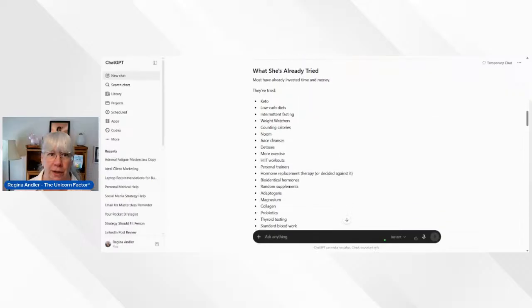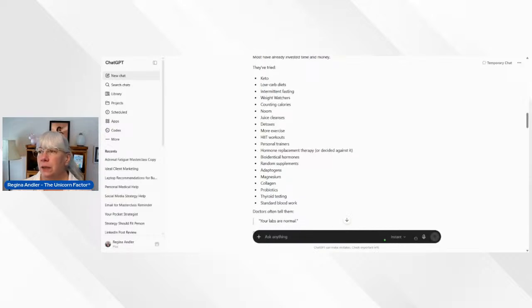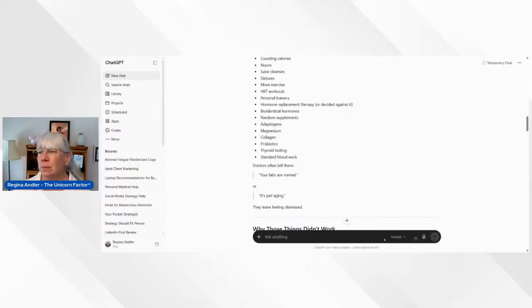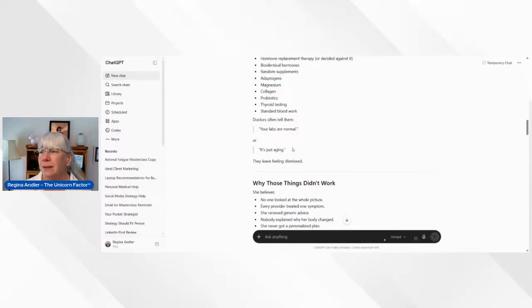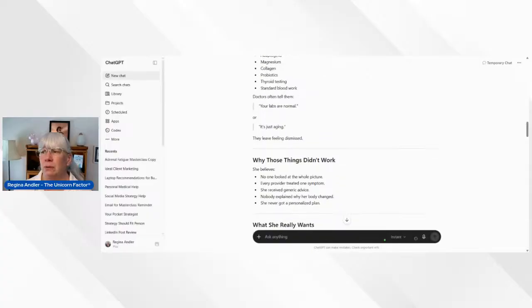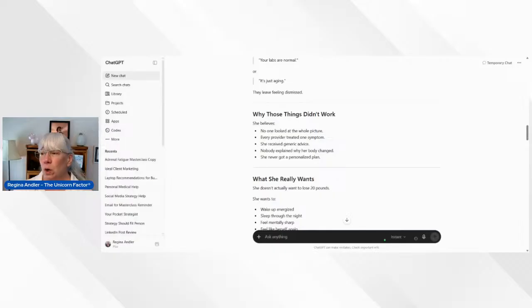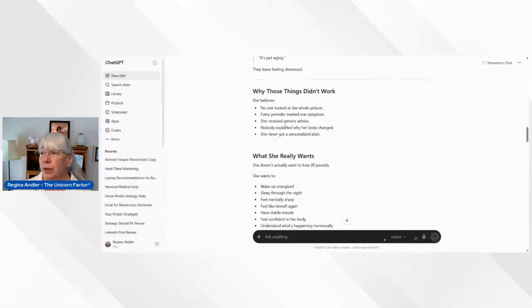What she's already tried. Content gold right here. Most have already invested time and money. They tried keto, low carb diets, intermittent fasting, Weight Watchers, HIIT workouts, more exercise, hormone replacements, all this stuff. Doctors tell them your labs are normal or it's just aging. Again, content gold in here. Why those things didn't work: she believes no one looked at the whole picture. Every provider treated one symptom. You can use all that.